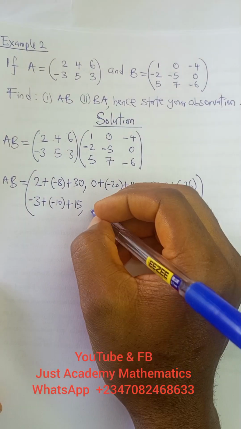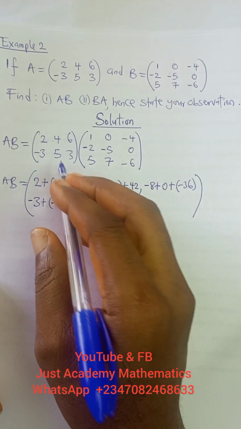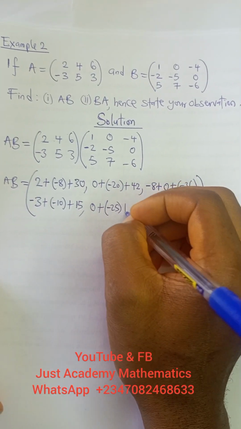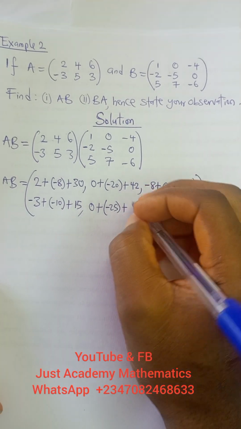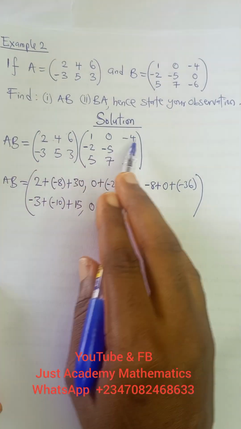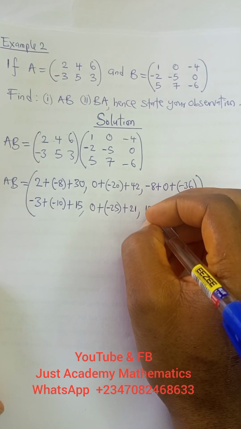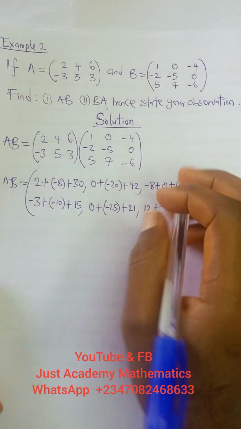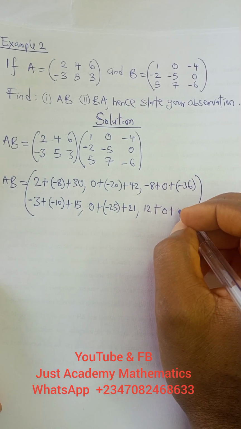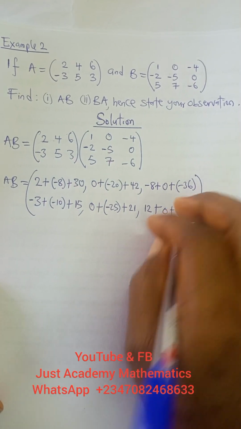Minus 3 times 0, 0. Plus 5 times minus 5, minus 25. Plus 3 times 7, 21. Then finally, minus 3 times minus 4, 12. Plus 5 times 0, 0. Plus 3 times minus 6, minus 18.